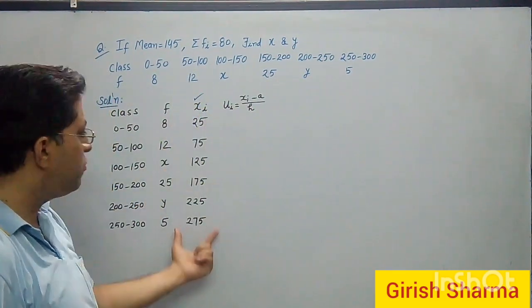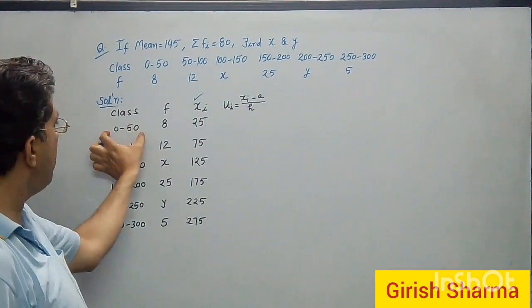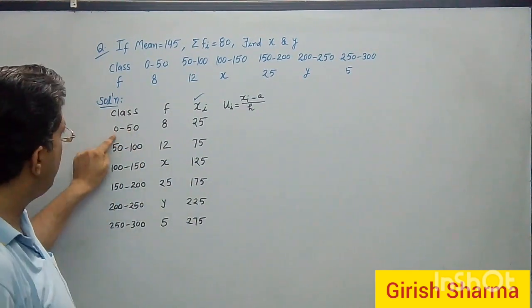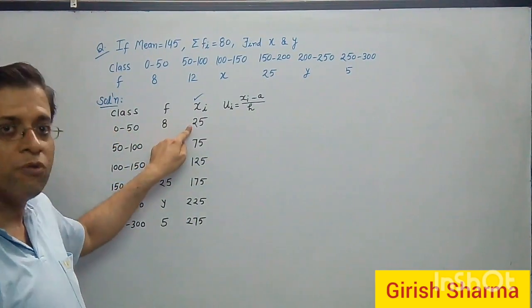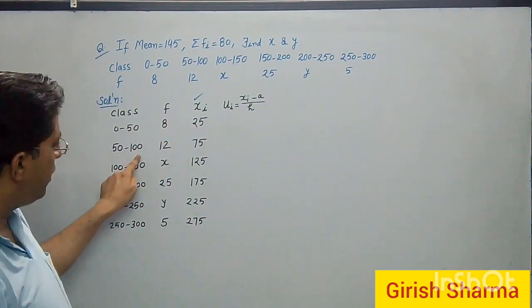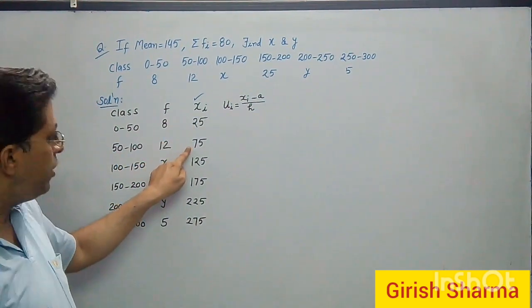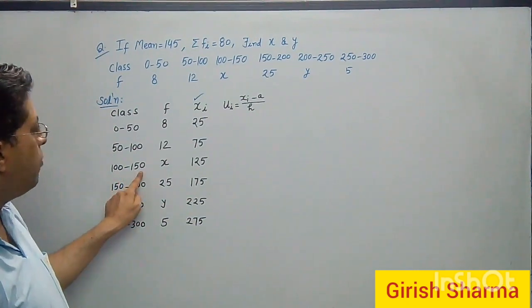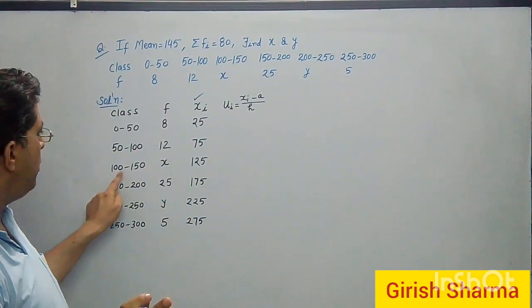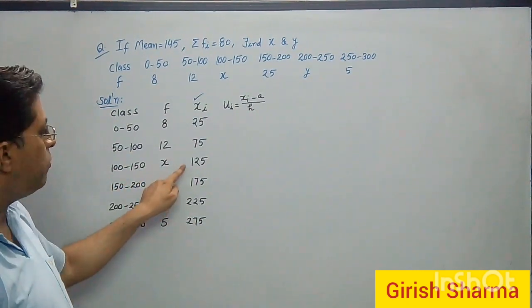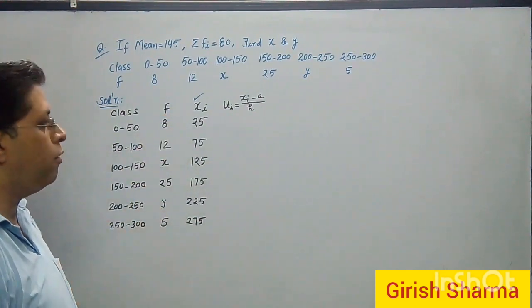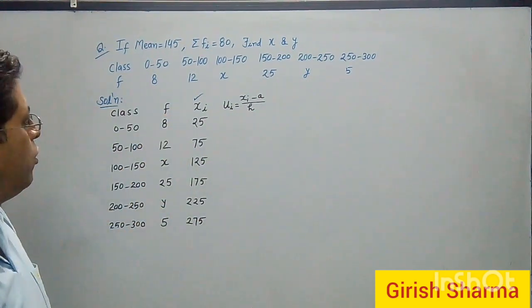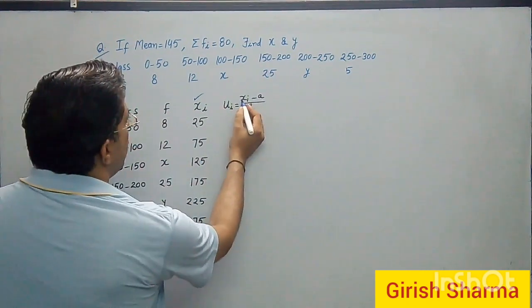This is called class mark. Class mark means sum of the class limits upon 2. 0 plus 50 upon 2, this is 25. 50 plus 100 upon 2, this is 75. 100 plus 150 upon 2, this is 250 upon 2, this is 125. Like this you can get all. Okay, then what to do next?